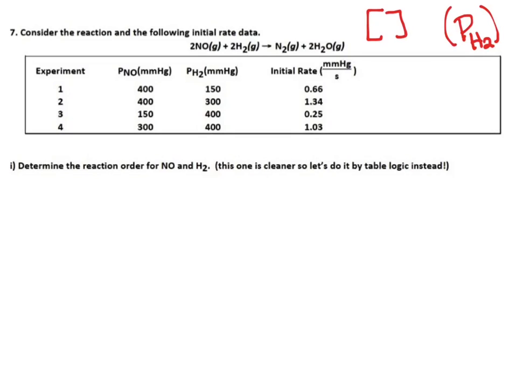So let's take a look at, somebody pick one. Which ones do you want to look at? NO or H2 first? NO. You want to find the order for NO first. So we need to find the experimental data where NO is changed, but H2 is held constant. 3 and 4. So let's go ahead and cross out H2 right now.